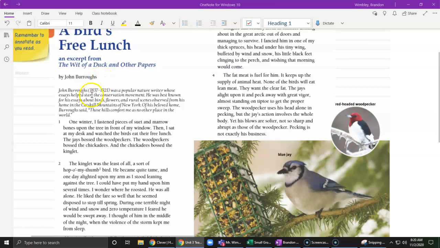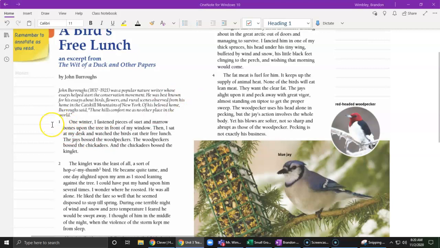By John Burroughs. John Burroughs, 1837 to 1921, was a popular nature writer whose essays helped start the conservation movement. He was best known for his essays about birds, flowers, and rural scenes observed from his home in the Catskill Mountains of New York. Of his beloved home, Burroughs said, "Those hills comfort me as no other place in the world." So this introduction tells me something about the writer. Based on the introduction and the title, I know the text is going to be about birds.